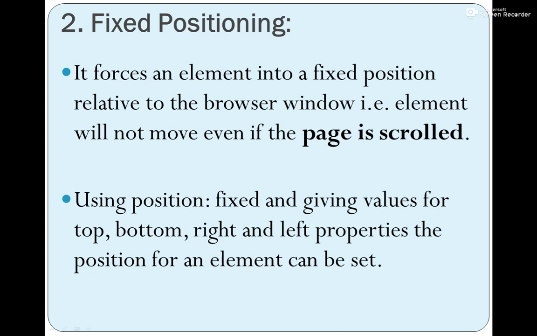So what we just saw is that if we are using a fixed type of positioning, then that element will not move from its place even though you are using a scroll bar. Generally when you are scrolling, the elements move up and down, right? The way you scroll, they will move up and down. But if some element is given the position as fixed, it will not move its place even if you are scrolling the page.